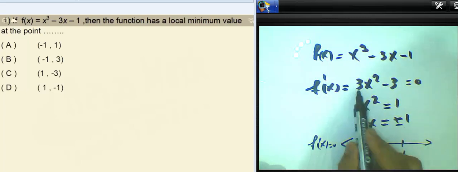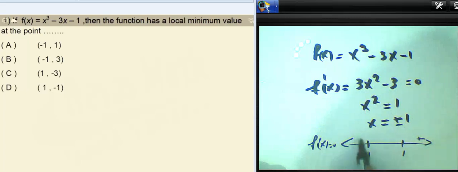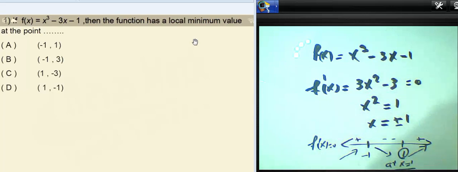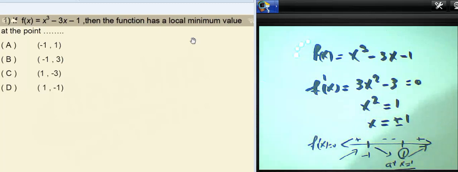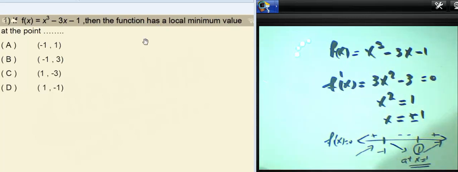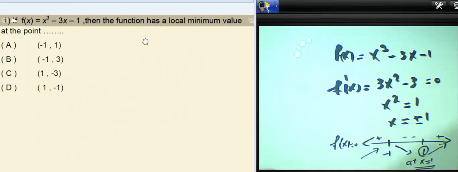We must write the sign here, positive and positive, and here it would be negative. It will be increasing here, decreasing here, and increasing here. Here he asked about the local minimum value, at x equal 1. At x equal 1 we can find the image of f of 1 in this function, because he asked about the local minimum value at the point. Asked for the point, you must put x equal 1 in the function to find the image.